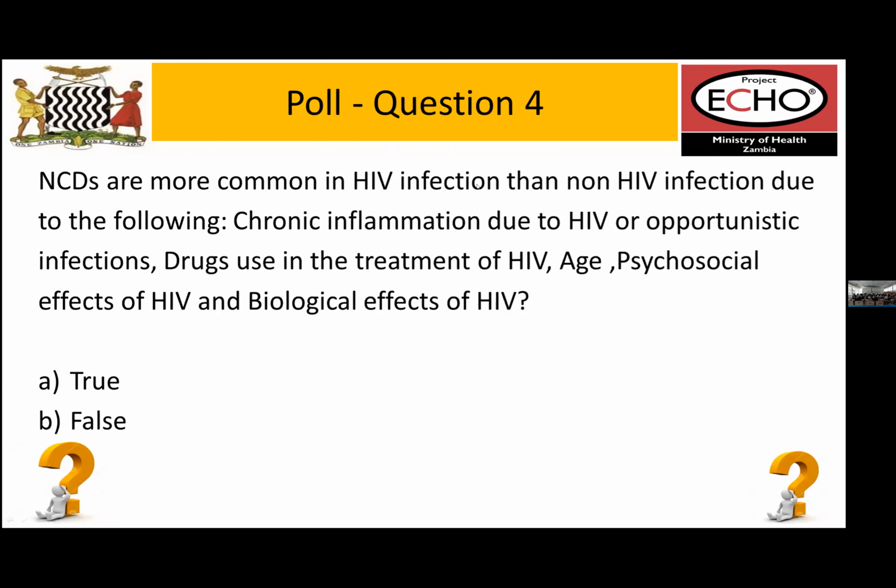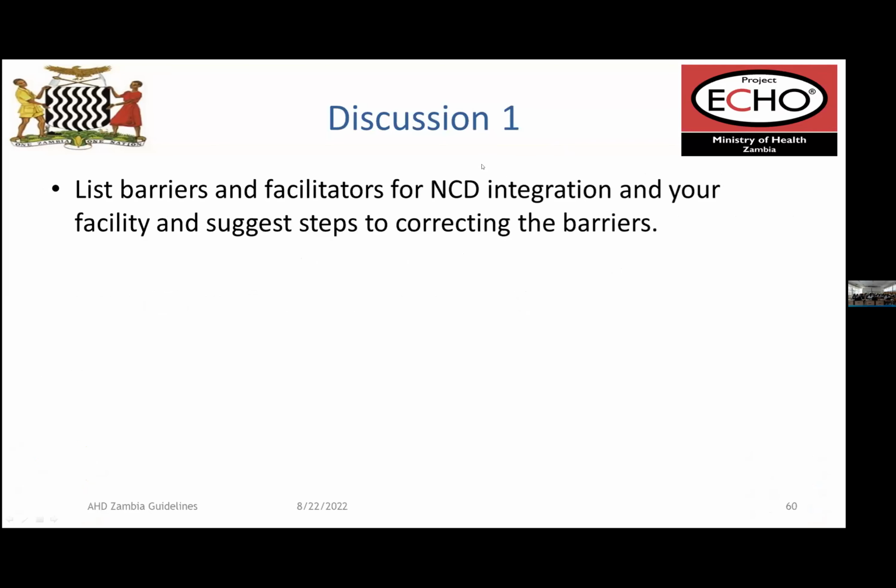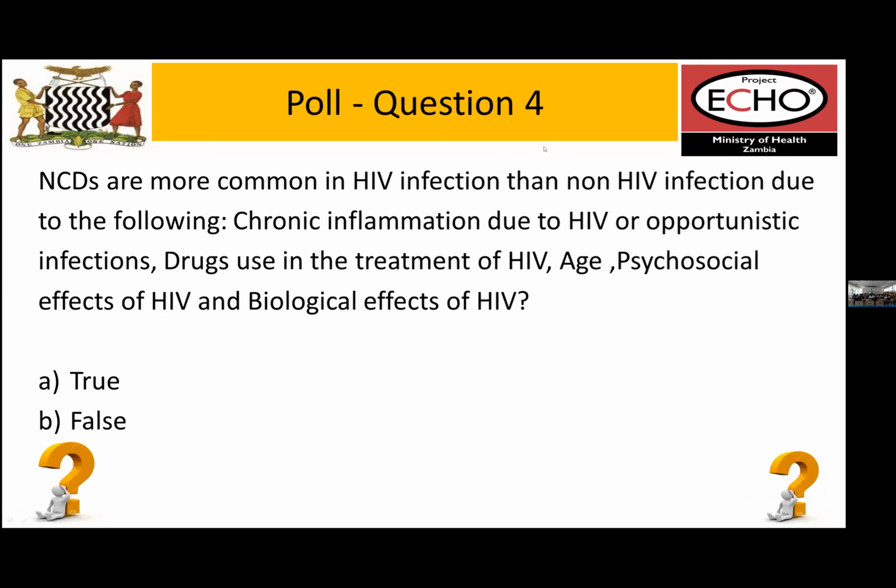Dr. Mwemba. Thank you once again, Doc. Yes, the answer is true. It has to do with aging. It has to do with the drugs that we use. It has to do with the inflammation that is going on. And so those are the risk factors that lead to NCDs in the HIV population. So the answer is yes, true.